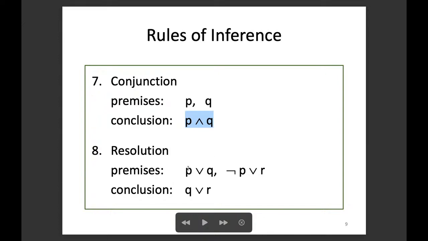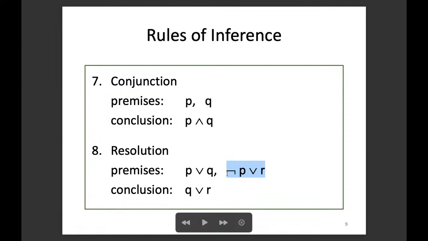Now this resolution is a little bit strange if you look at it at first glance, but then it has an easy explanation. So let's see. Suppose that I know P or Q is true. Suppose that I know that not P or R is true. Then I will know that Q or R is true. Oh, rather strange. The P disappeared.